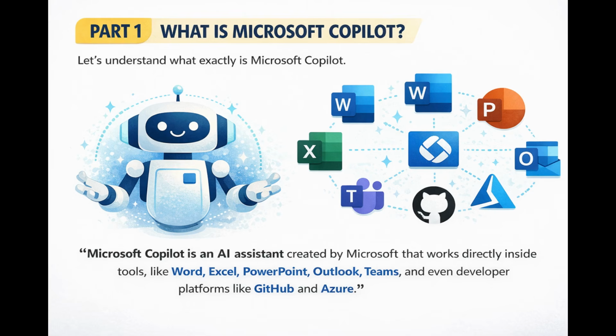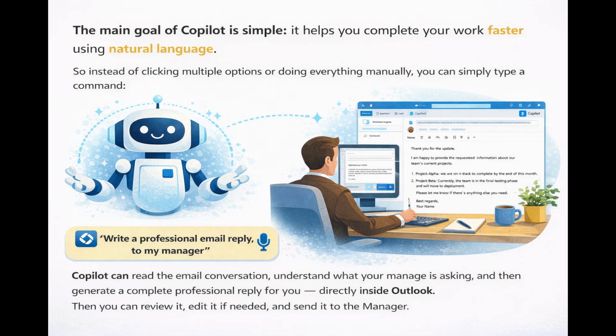Microsoft Copilot is an AI assistant created by Microsoft that works directly inside tools like Word, Excel, PowerPoint, Outlook, Teams, and even developer platforms like GitHub and Azure. The main goal of Copilot is simple. It helps you complete your work faster using natural language. So instead of clicking multiple options or doing everything manually, you can simply type a command here.